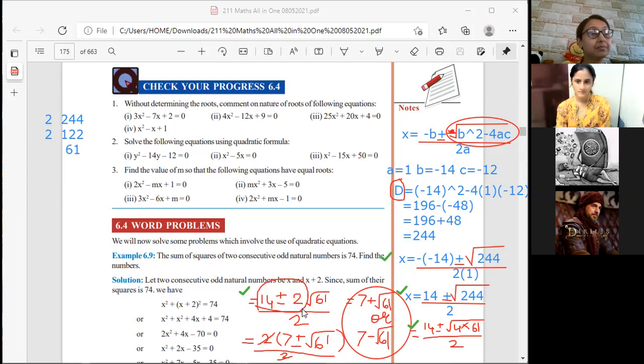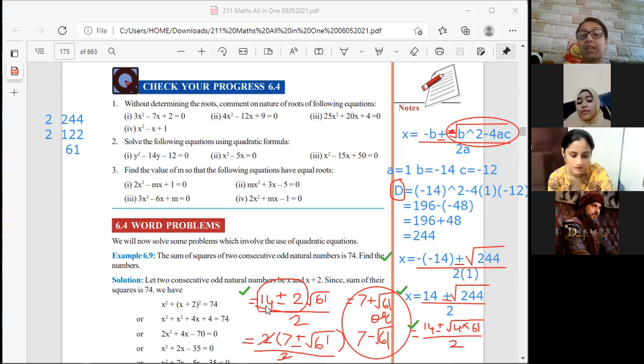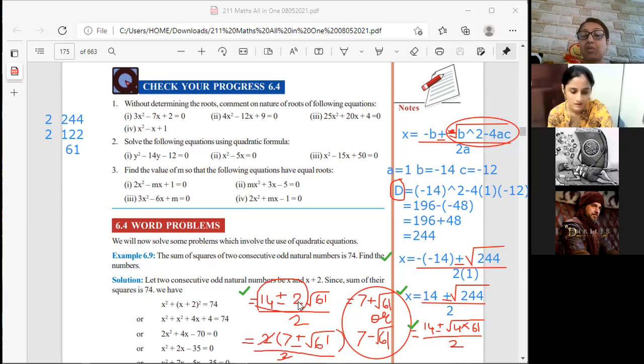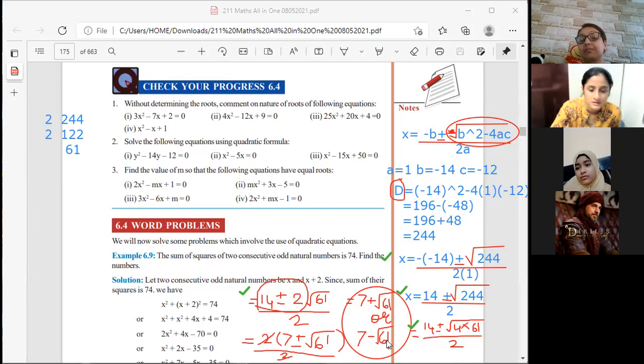Yes, beta? You can remove 2, ma'am. Yeah, I removed 2 common outside. So when I remove 2 common outside, what do I get inside the bracket? 2 7s is 14. Am I right? So I wrote 7 inside. Plus minus sign as it is. 2 multiplied by root 61. Am I not going to get 2 root 61? Yes. And now when I get 2 outside common, I cut it and I get my answer. Got it?